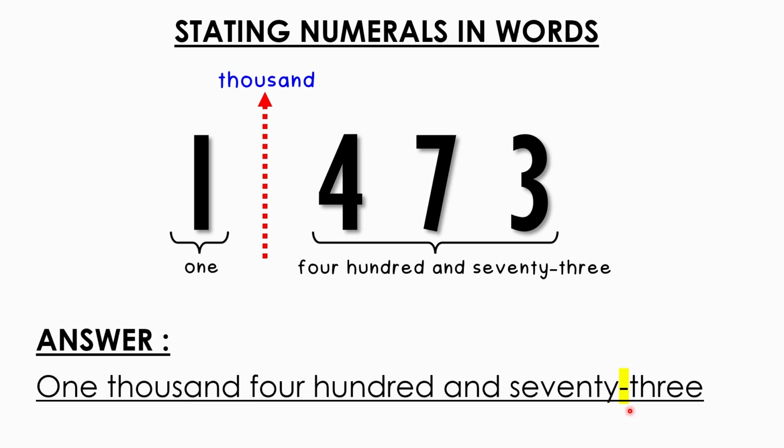1473. You want to make sure that you hyphenate words such as 73. Make sure that there is a hyphen when you're writing down these kinds of words. Words like 73, 41, 89, 92, 31. All these numbers require a hyphen.